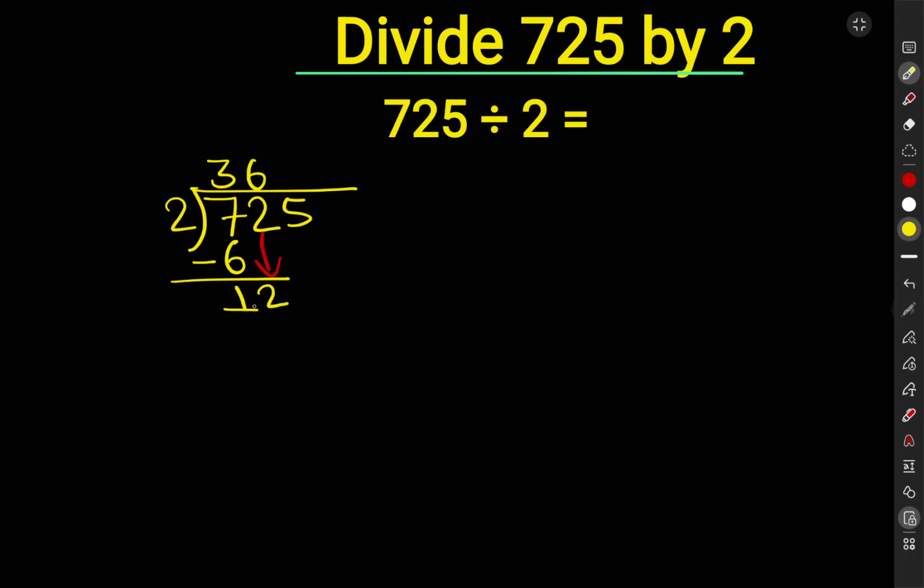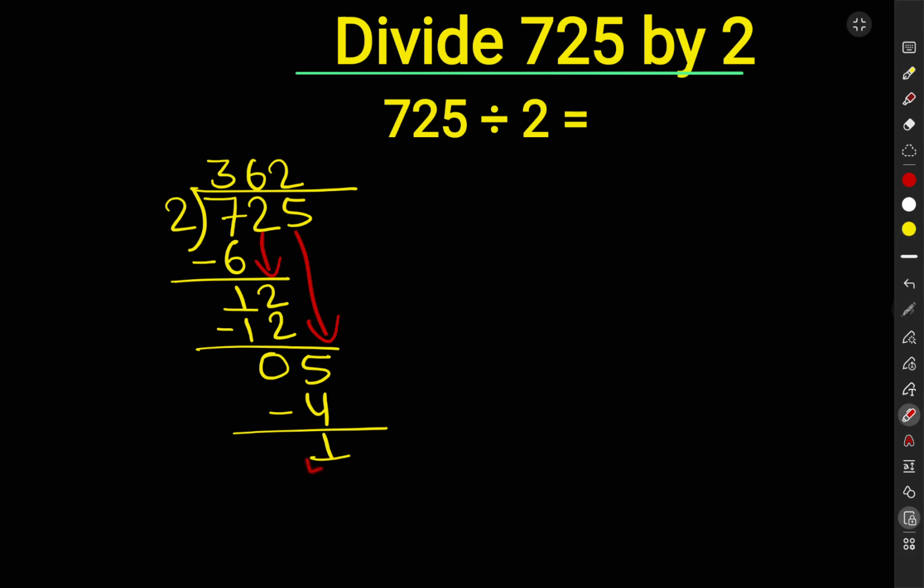So 2 times 6 is 12. On subtracting we get 0. So now we put down this 5 and 2 times 2 is 4. On subtracting it is 1. So now this 1 is less than 2 and there is no other number to put it down.